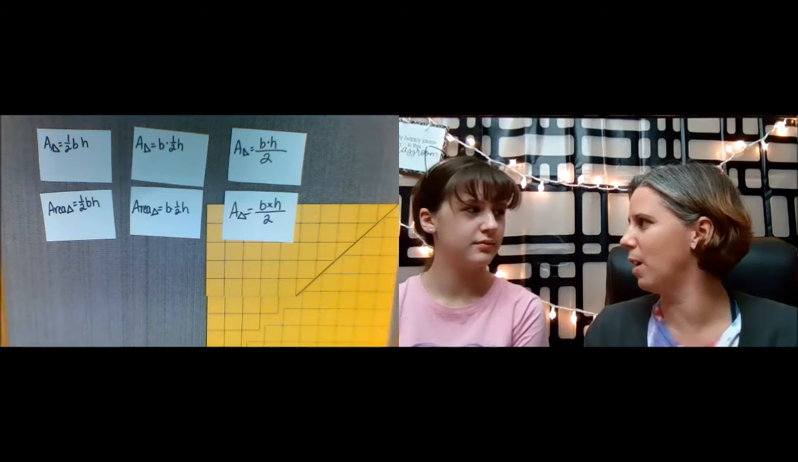Are you telling me that we can use any one of these 3 formulas to find the area of any acute or any right angle triangle? There are 3 formulas for finding the area of an acute and a right angle triangle. Half the base times the height, base times half the height, and base times height divided by 2. Okay, so that's just weird.